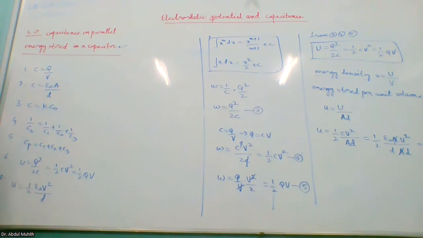This is the formula. These are the 7 different formulas for capacitance. Potential I have already given. Is that clear to you? Yes, sir.